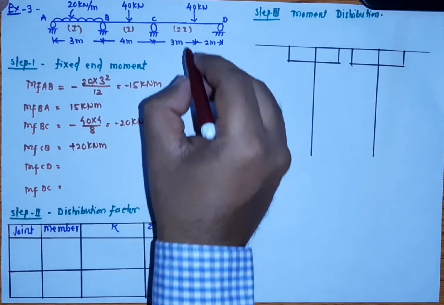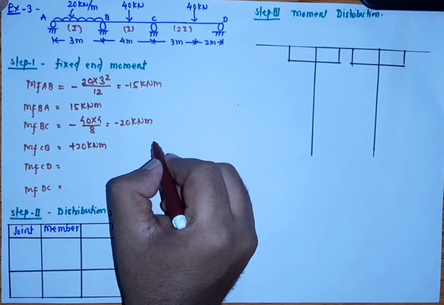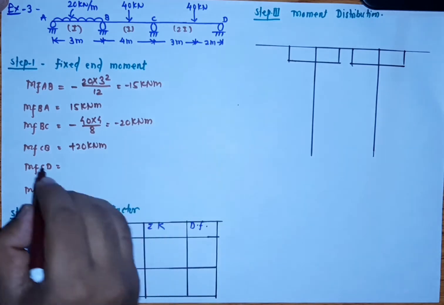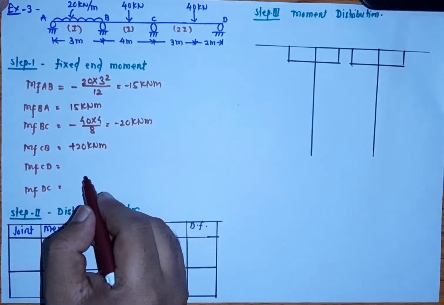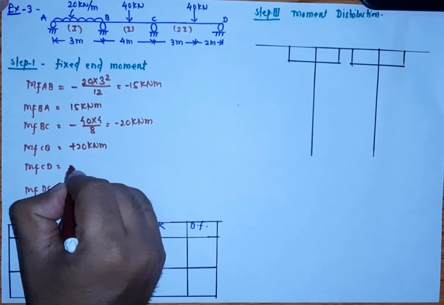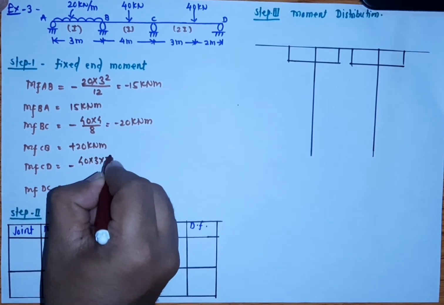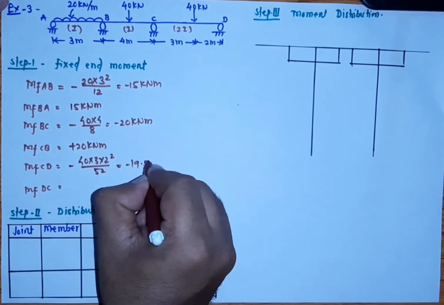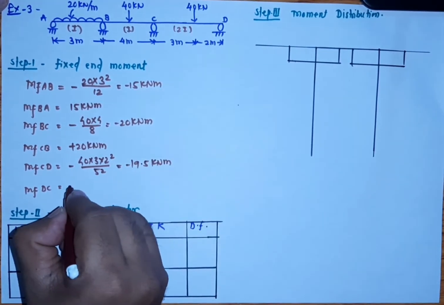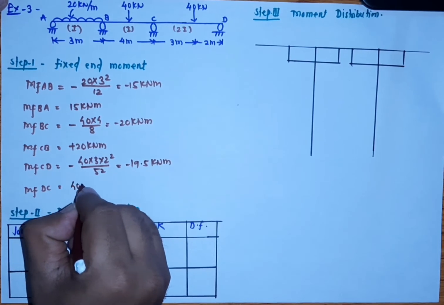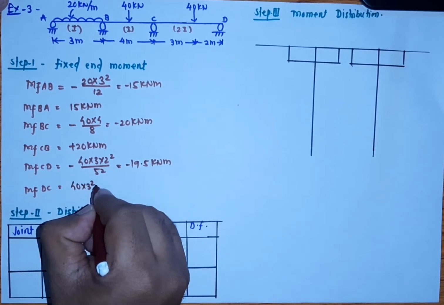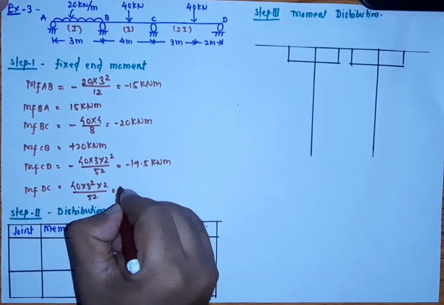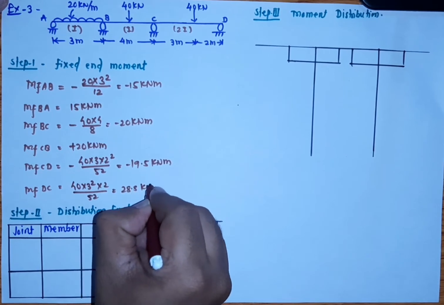CD is an eccentric point load. It will be WAB square divided by L square and WA square B divided by L square. First is CD, WAB square divided by L square. So it will be minus 40 into 3 into 2 square divided by 5 square. Ultimately, it is minus 19.5 kilonewton meter. Next will be plus 40 into 3 square, that is A square B, divided by L square, so 5 square. That is nothing but ultimately 28.8 kilonewton meter.